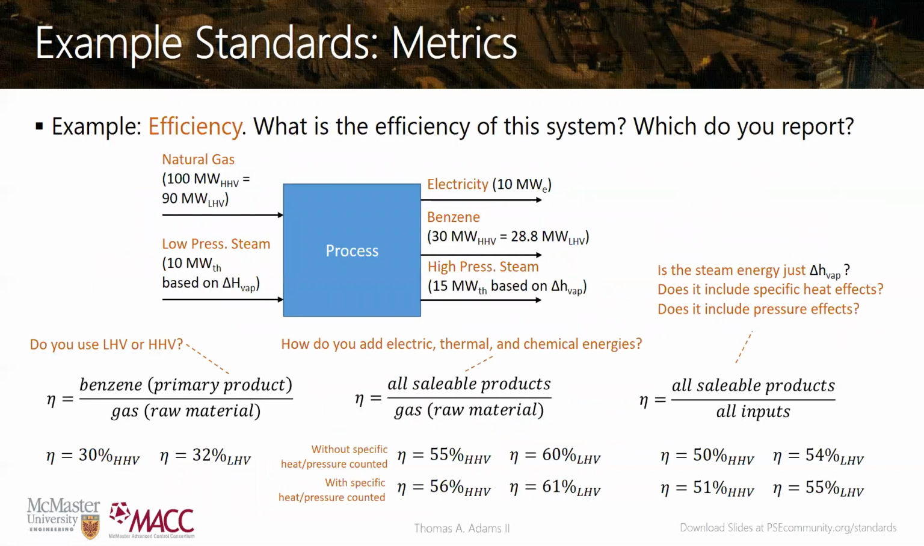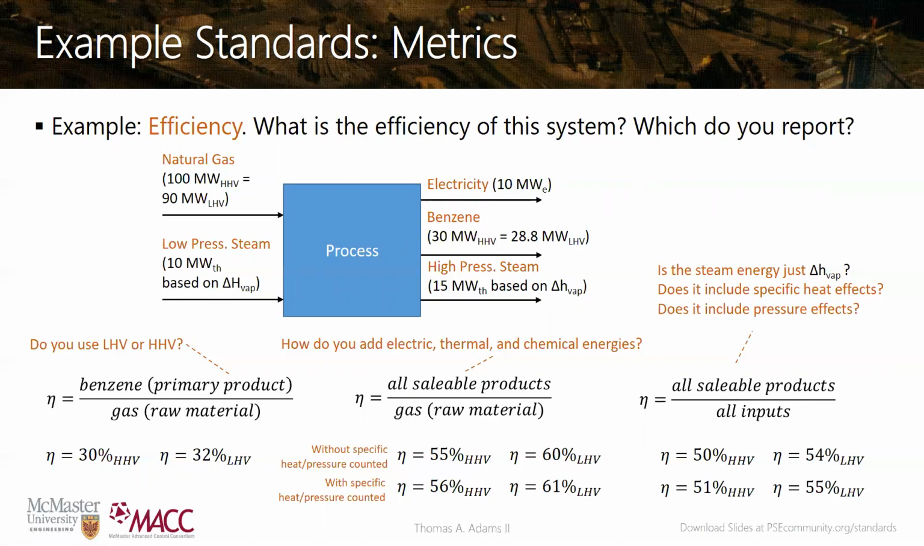Okay, another thing is around efficiency. How do we define our metrics? We're actually really bad at defining this. So here's an example. I have natural gas and low pressure steam coming into some process, and out comes electricity, benzene, and high pressure steam. Okay, let's just say that this is whatever a process is.